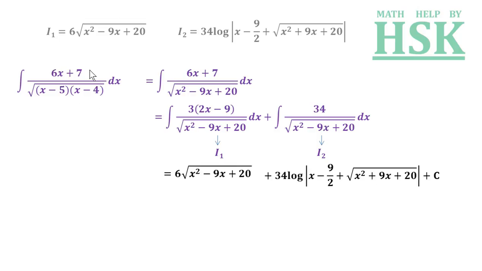of the function which we were given as equal to 6 times square root of x square minus 9x plus 20 plus 34 times log of x minus 9 by 2 plus square root of x square minus 9x plus 20, plus the integral constant c. So this is how we are going to solve this problem. This problem was quite lengthy, okay, but it has to be solved anyway, and this is how we are going to solve this question.